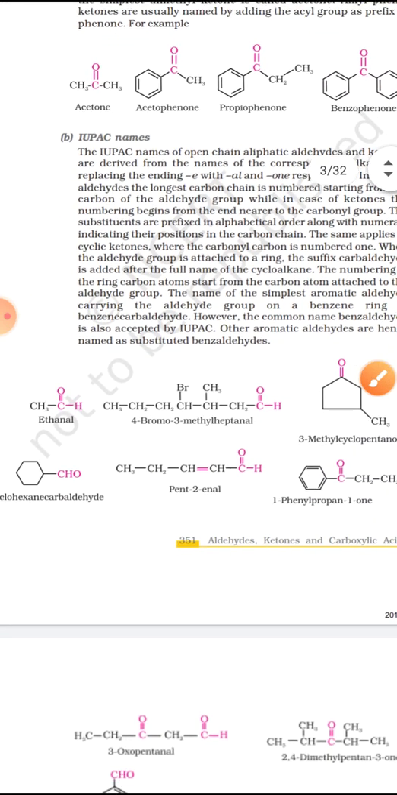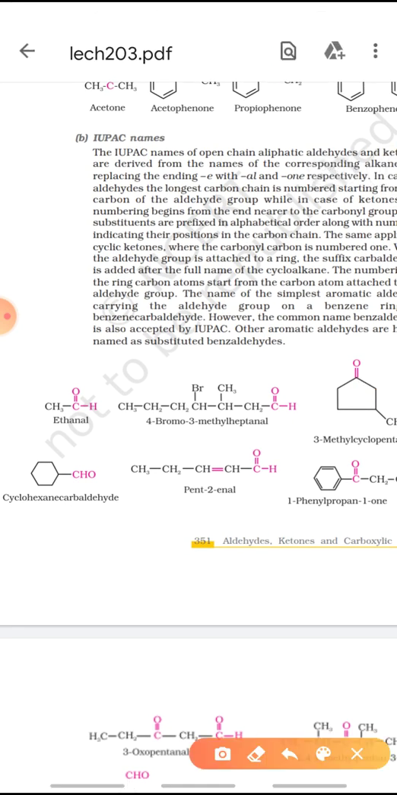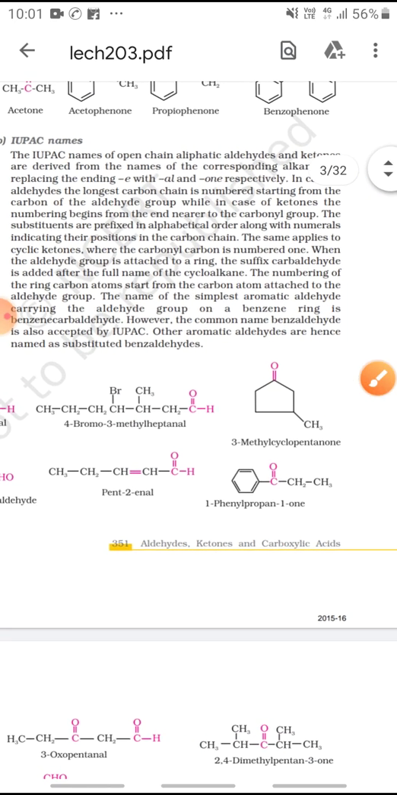Now coming to the IUPAC name. While writing the IUPAC name for 2 carbons, you will write ethane and the suffix will be -al, ethanal. Similarly, for this, we will start numbering from this side. This will be carbon number 1, 2, 3, 4, 5, 6 and carbon number 7. 7 carbon atoms are there. On the 4th carbon is bromo. 3rd carbon is methyl. In alphabetic order, B comes first. So we can write down the name as 4-bromo-3-methylheptanal.